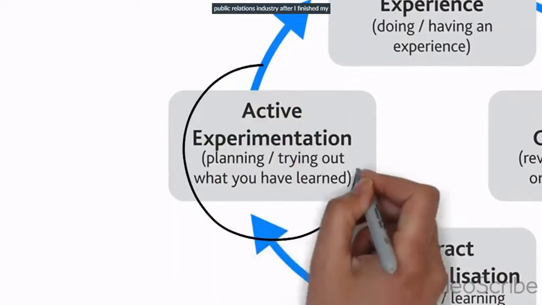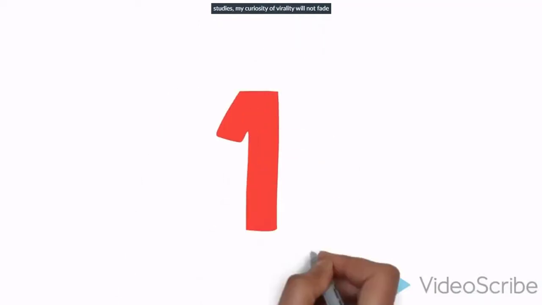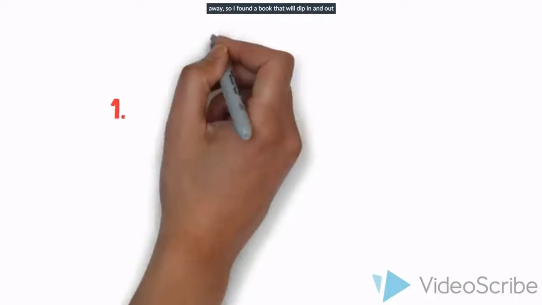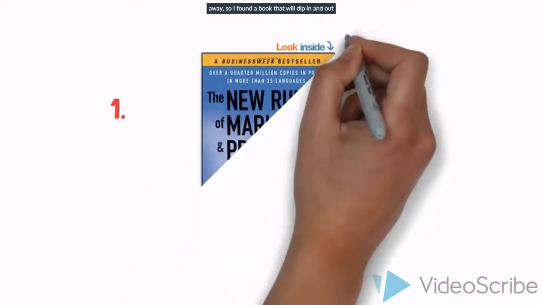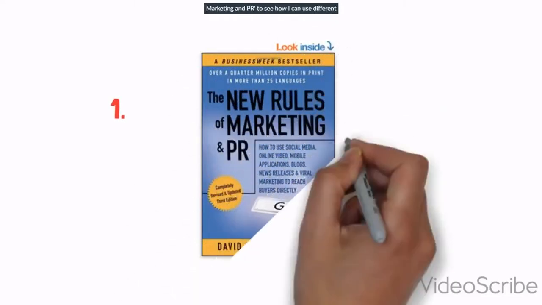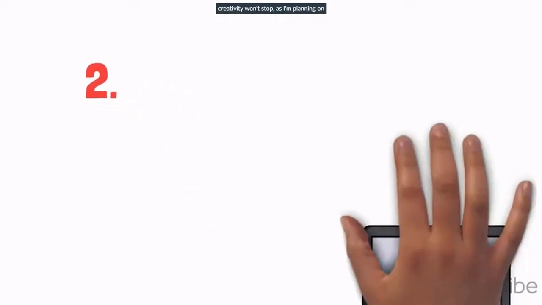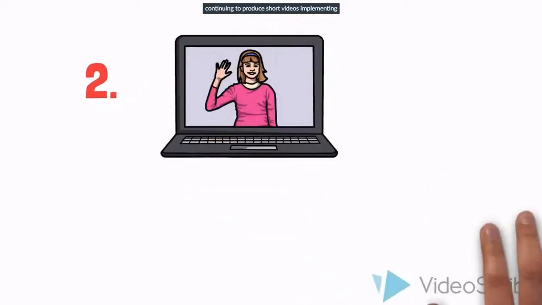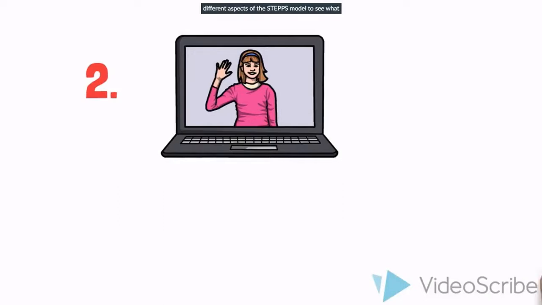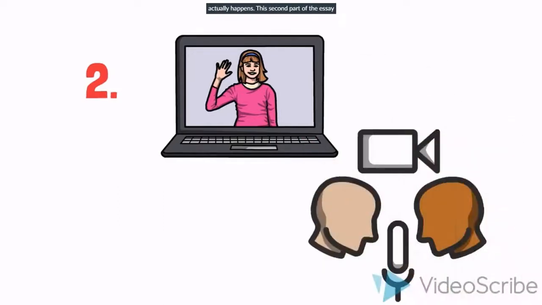As I'm moving into the public relations industry after I finish my studies, my curiosity of virality will not fade away. So I found a book that I will dip in and out of by David Scott called The New Rules of Marketing and PR to see how I can use different technology in my PR work. Secondly, to ensure I keep the skills I've learned up to scratch, my love for creativity won't stop as I'm planning on continuing to produce short videos implementing different aspects of the STEPS model to see what actually happens.